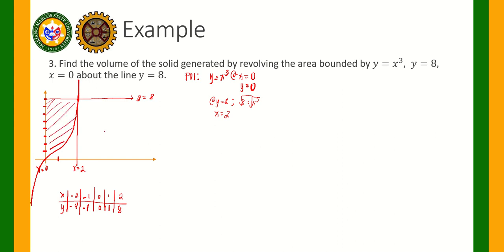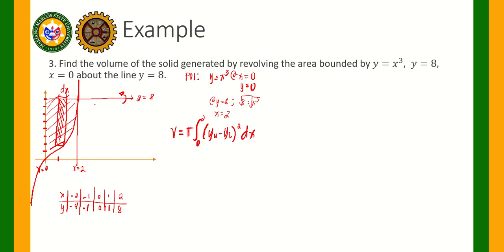Okay. So, since yung axis of rotation natin is about the line y equal to 8, we are going to use a vertical strip. Okay, so vertical strip yung gagamitin natin and this is our dx. So, what are our limits? So, yung limits natin is 0 to 2. Okay? So, our volume is equal to pi, the integral of y upper minus y lower squared dx. Okay? So, since vertical tayo, dx limits from 0 to 2.